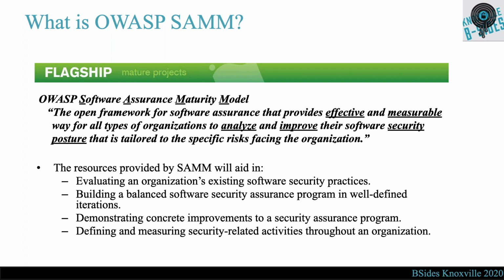OWASP is a framework of software assurance that provides effective and measurable way for all types of organizations to analyze and improve their software security posture that is tailored to their specific risk that particular organization is facing. And the key thing is one size doesn't fit all. So you really need to look at your organization's risk and your own maturity level when you start applying OWASP.